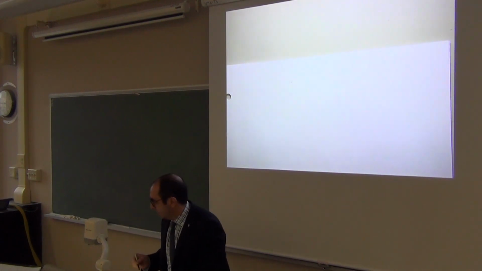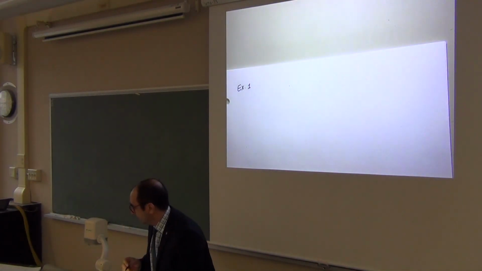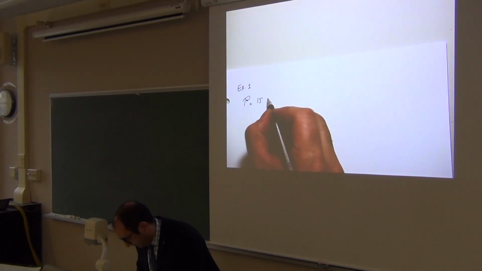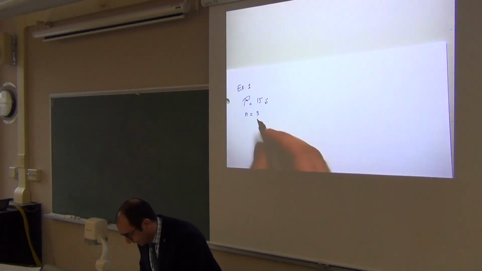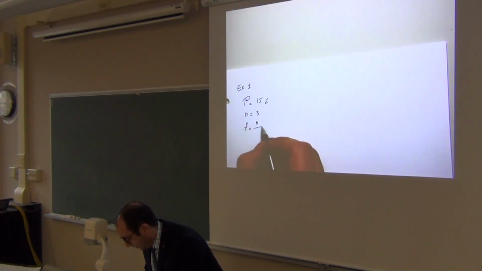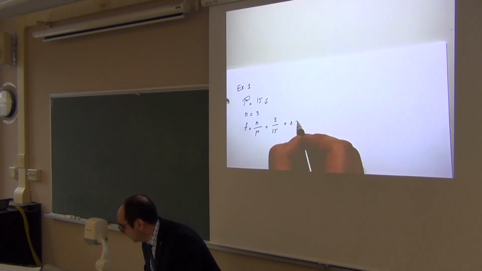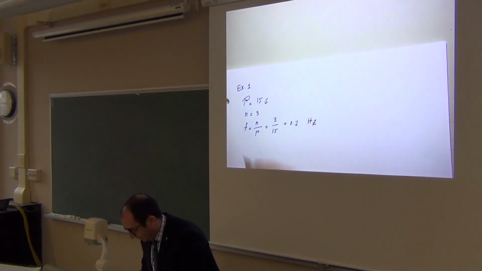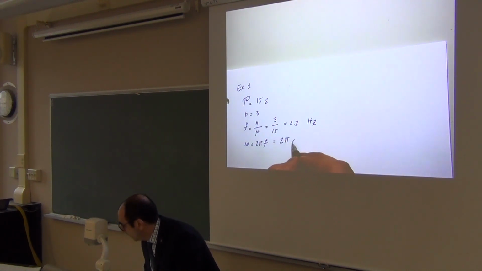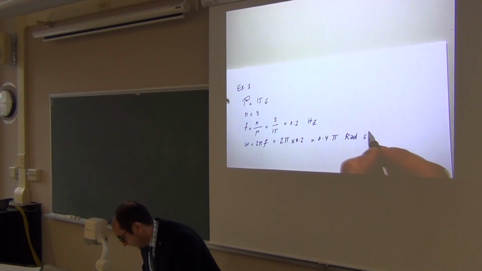Example 1. The time period is 15 seconds, and I'm interested in n equal to 3. Well, f is equal to, by definition, n over the period, which is 3 over 15, which is 0.2 hertz. Omega is, by definition, 2 pi f, which is 2 pi times 0.2, which is 0.4 pi. Now the unit is radians per second.